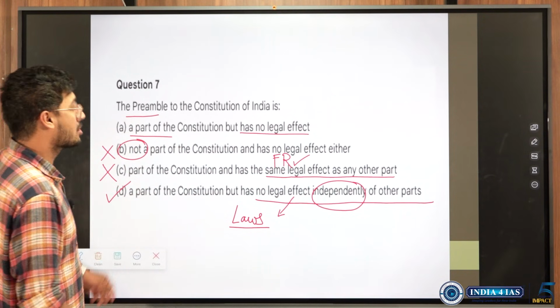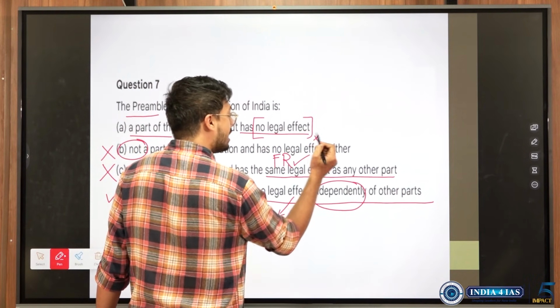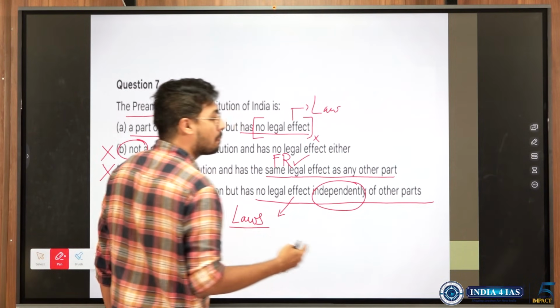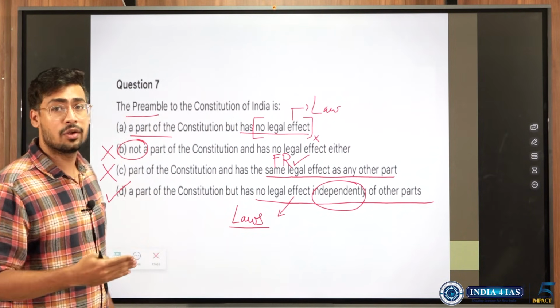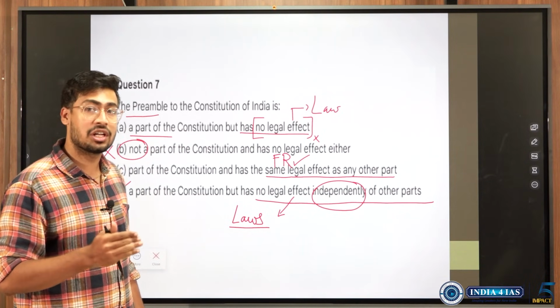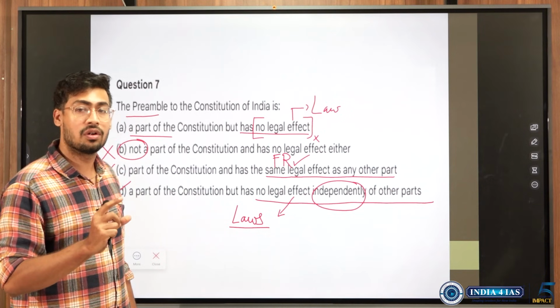Part of the Constitution but has no legal effect. This becomes wrong because it can have legal effect if a law is made to fulfill the provisions of preamble. Preamble speaks of liberty. For example, right to privacy, the Digital Personal Data Protection Act, is protecting the liberty. So that is giving effect to the provisions of preamble of liberty.